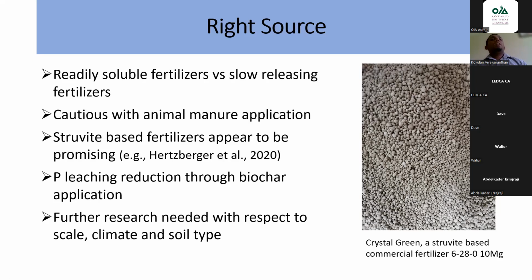And research is also looking at phosphorus leaching reduction through the application of biochar. However, further research is needed in these two areas with respect to the scale, whether it's field scale or regional scale, and climate and soil type.